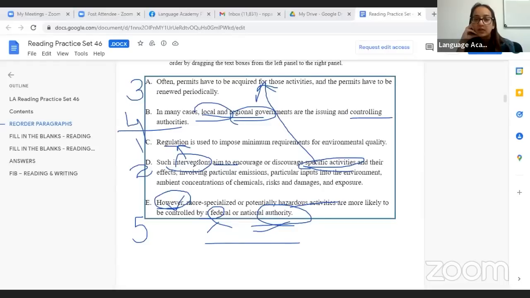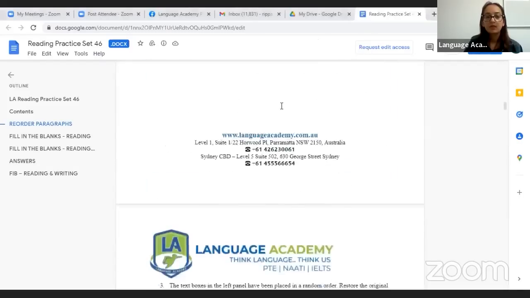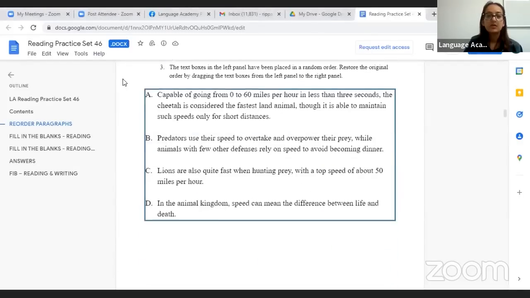So look at the pronouns, look at these, those, look at words like such and however. They are very important, don't miss them. All right, the last question for the orders, two minutes, and then post your answers.